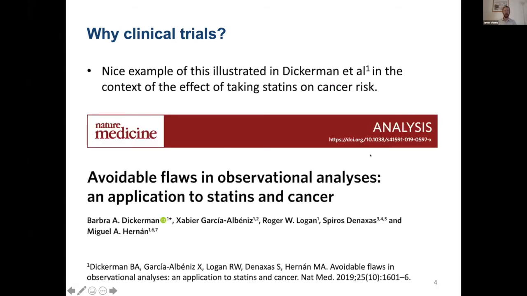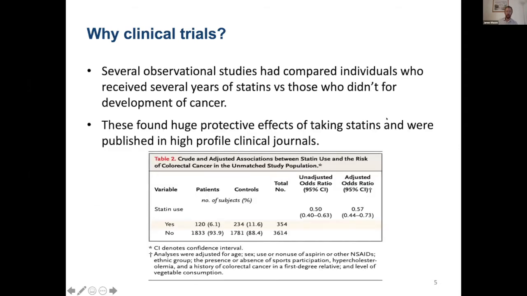A really nice example of this is in Dickerman et al., which looks at the context of taking statins and its effect on cancer risk. Several observational studies had looked back retrospectively at individuals who received several years of statins and compared their outcomes in terms of whether they developed cancer or not, comparing those who got statins with those who didn't.